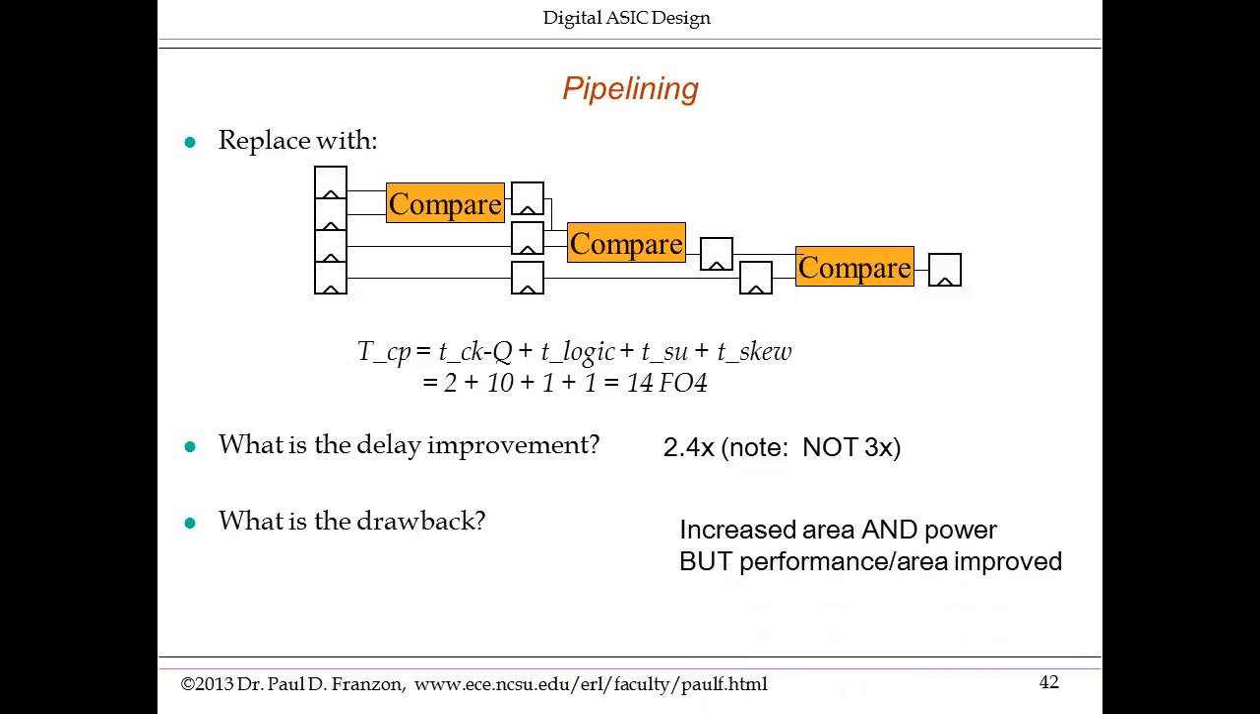Notice also we've increased the area. So if we can't actually utilize this structure, if we can't keep the pipeline full, we end up being worse off than in the previous example. But if we can keep the pipeline full, that is, a new set of numbers arriving each clock cycle, we've improved the performance per unit area quite substantially over the first example, over the first way of doing this.